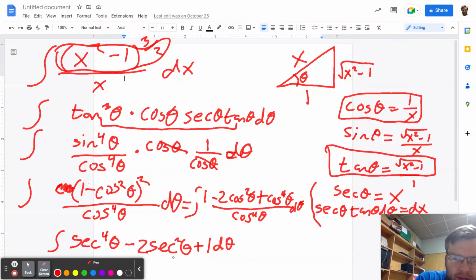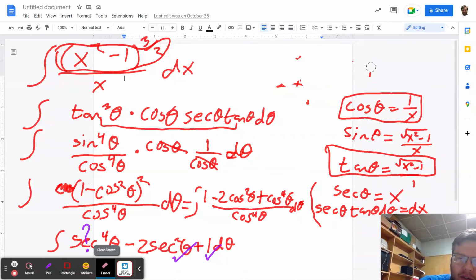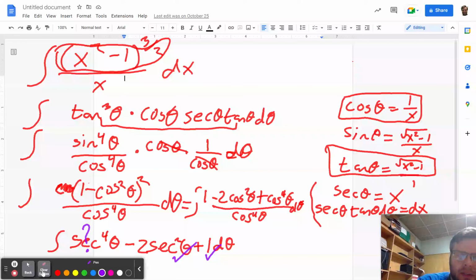I think there's a way we can make this work, because when I'm looking at this now, I know the antiderivative of 1. I know the antiderivative of secant squared, because tangent's derivative is secant squared. So the only thing I'm concerned about is secant to the fourth theta. Let's see if I can figure out how to deal with secant to the fourth theta. I don't know if this is going to work.